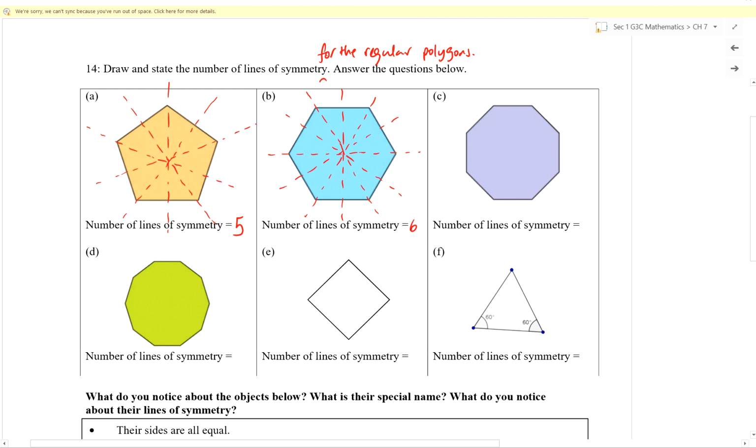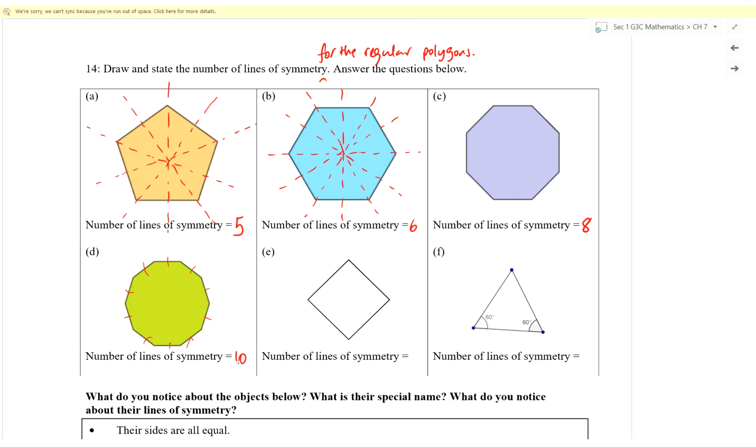Can you tell me what is the answer for C without drawing? Not 7. Count properly. What is this shape? What is the name of part C? Octagon. Like an octopus, 8 legs. 8 lines of symmetry. For part D, 1, 2, 3, 4, 5, 6, 7, 8, 9, 10. 10 lines of symmetry. Decagon.